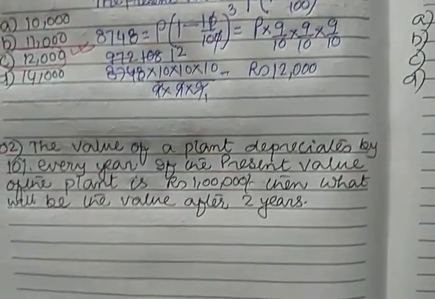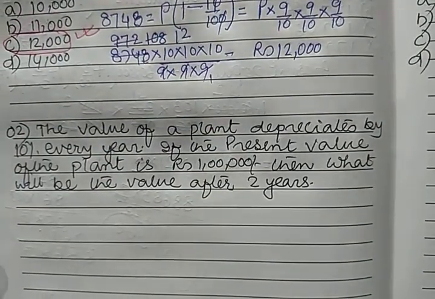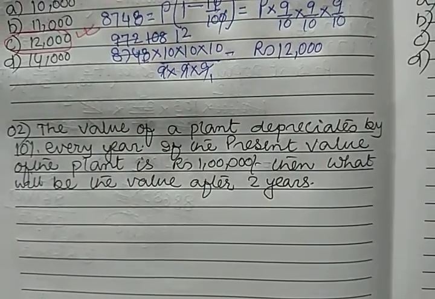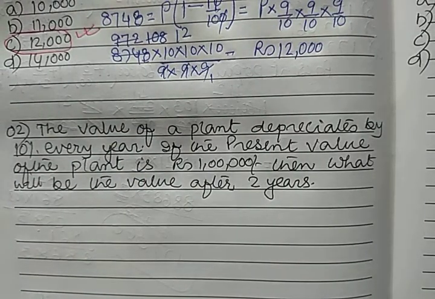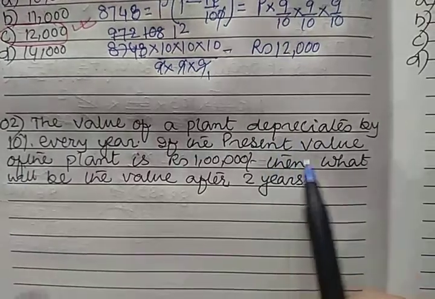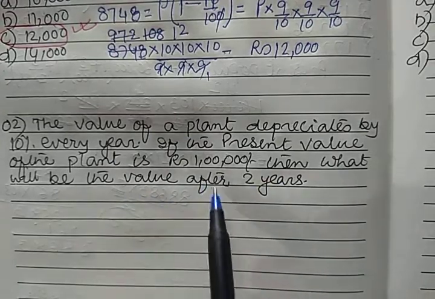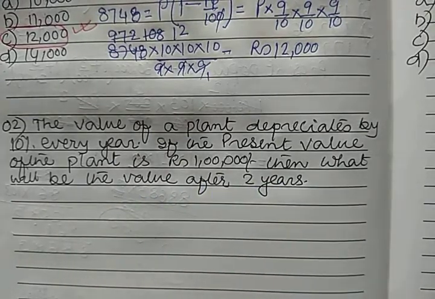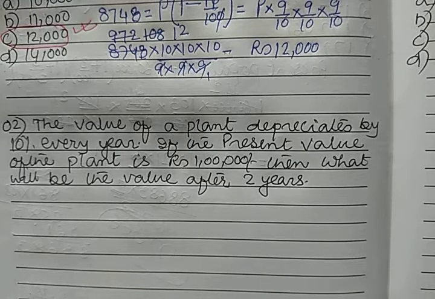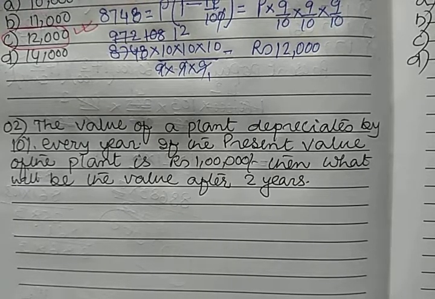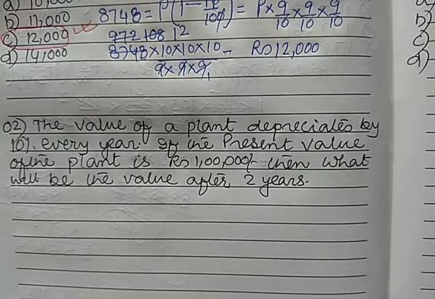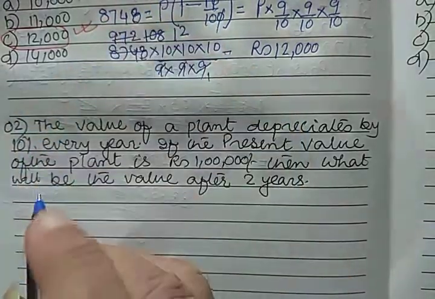So let us do one more sum. Your next sum reads like this. The value of a plant depreciates by 10% every year. If the present value of the plant is 1 lakh, then what will be the value after 2 years? After 2 years, if the depreciation is 10% every year, what would be the value of that plant?